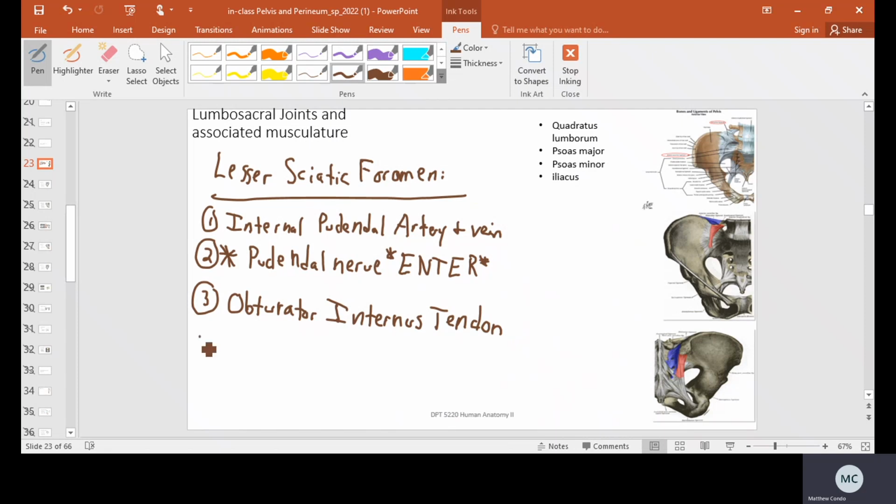The other one is kind of weird, and I know we just wrote this down. The nerve to obturator internus, because it has to wrap around as well.